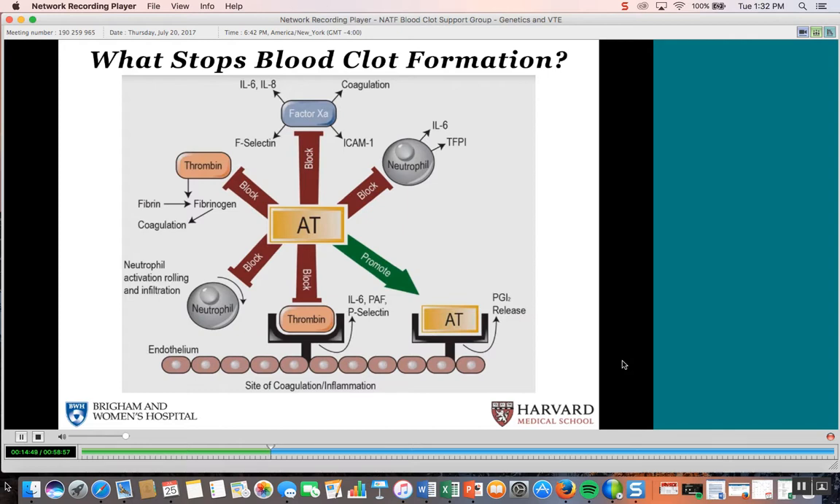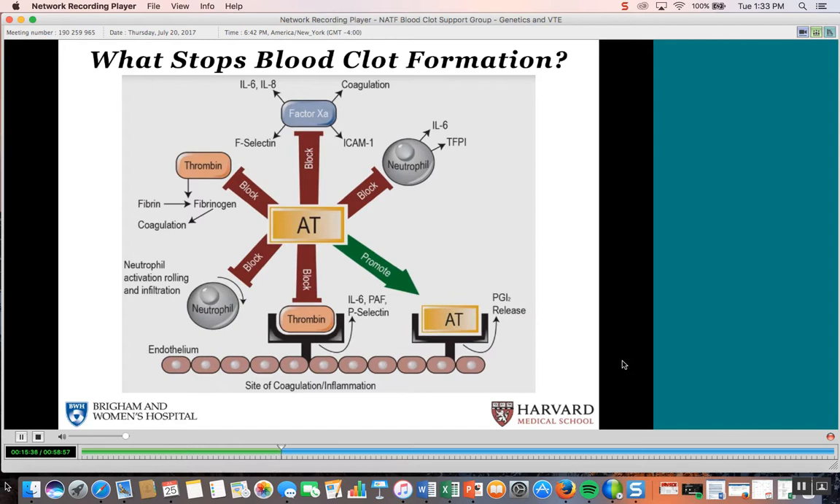As you see, there are different arrows that come off the antithrombin, and it blocks factor 10A, which we saw is one of the factors in the extrinsic pathway. It blocks thrombin, which is part of the common pathway. It blocks the cells that can also promote inflammation and promote clotting. And also you can see here that it promotes the release by the endothelial cells of anti-clotting factors. So antithrombin is one of the other important controllers of clot formation.